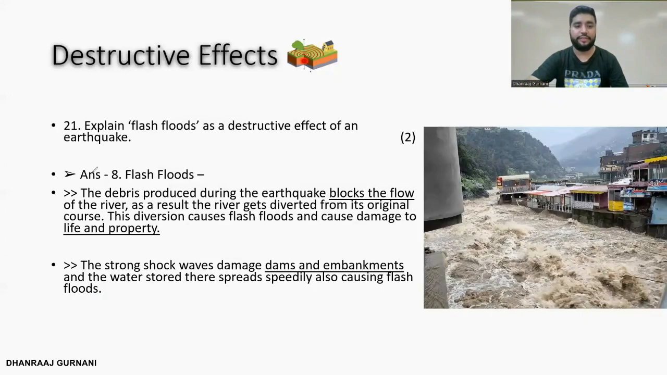Eighth destructive effect of an earthquake, flash floods. Here is an image of flash floods. The debris produced during an earthquake blocks the flow of the river. As a result, the river gets diverted from its original course. This diversion causes flash floods and causes damage to life and property. The strong shock waves damage dams and embankments, and the water stored there spreads speedily and causes flash floods as well.